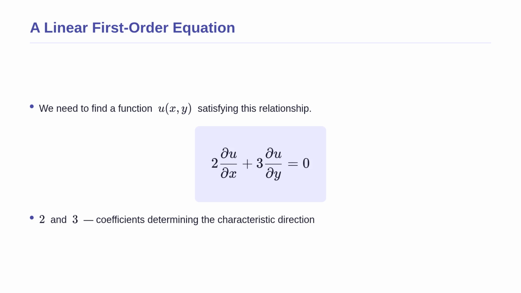Here is the formula we will solve using this new method. In this problem, we need to find a function u, where 2 times its slope in the x direction plus 3 times its slope in the y direction always equals 0. The method of characteristics tells us to look directly at the coefficients in front of the partial derivatives. These numbers, 2 and 3, are not just random constants. They dictate the exact direction of the characteristic curves in the xy plane. If these coefficients were larger, the flow of information would shift to a steeper angle across the plane.